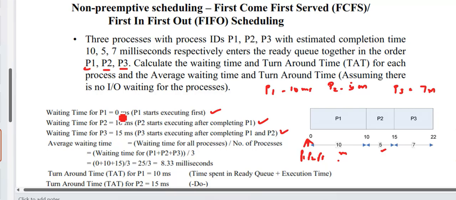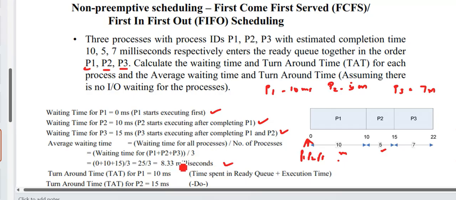You have to add all the waiting times of P1, P2, and P3, divided by the number of processes, 3. So 0 plus 10 plus 15 divided by 3. So 25 by 3 is 8.33 milliseconds. You have to write milliseconds also.